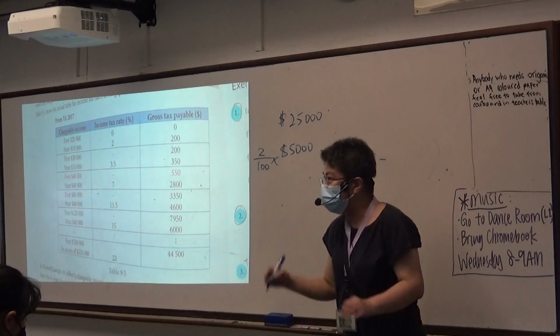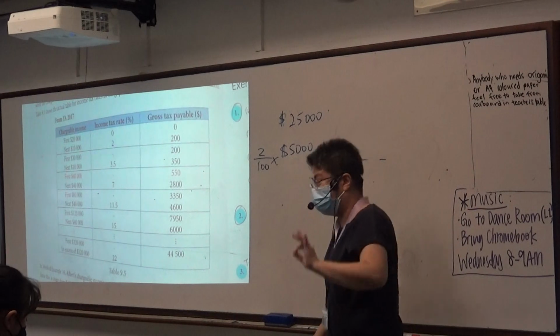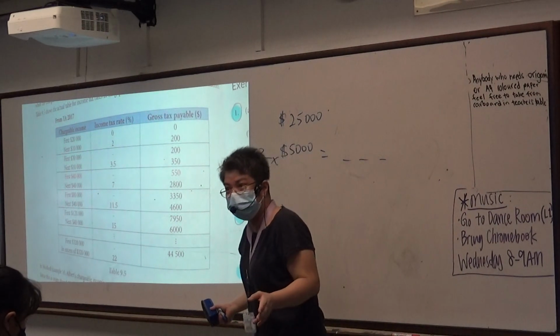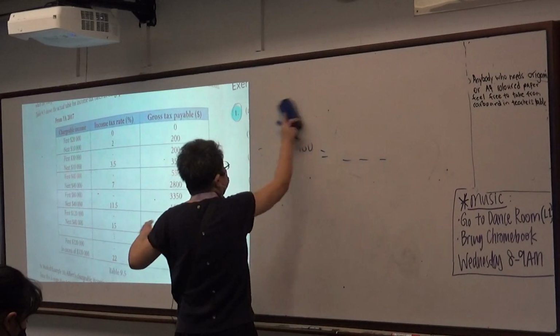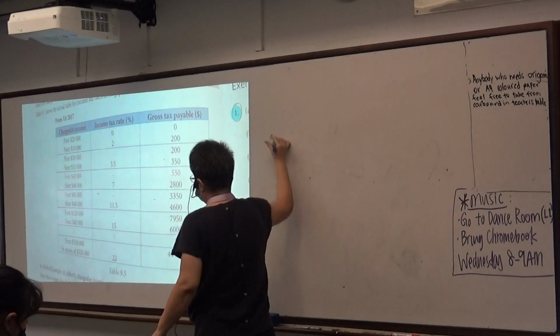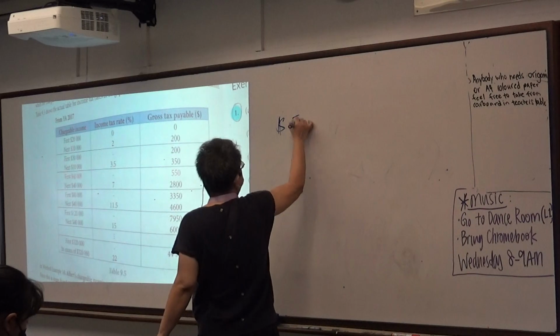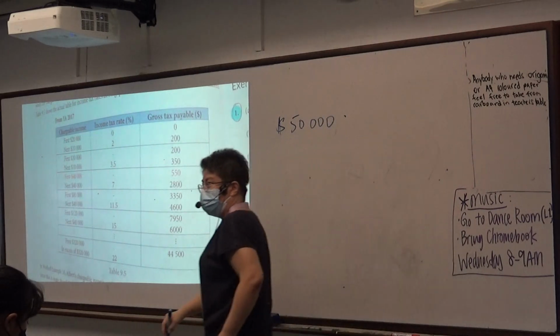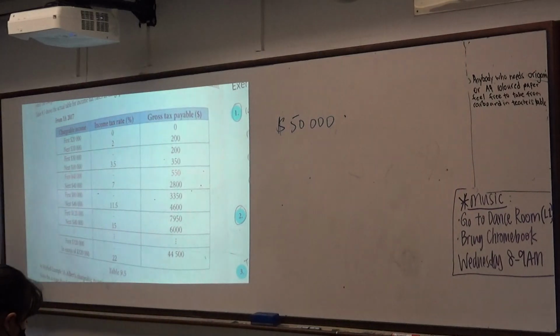Do you understand? So you must look at where you are. Later I'm going to do a few examples, so you don't have to worry, okay? Now, I want to ask, if this person earns $50,000 chargeable income, look at the table. Which row do I look at?